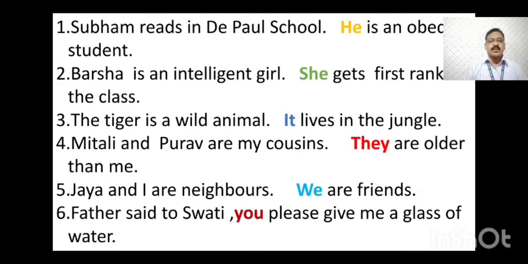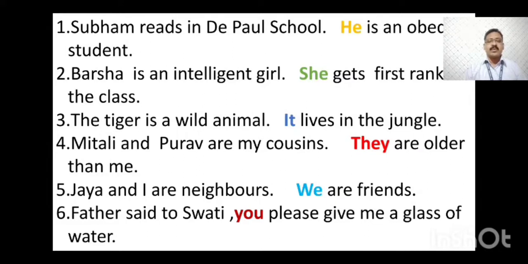Third one: the tiger is a wild animal. It lives in the jungle. Tiger being an animal, and a singular noun also, we have to use it. So we can use it for an animal and a non-living thing as well. Here the animal is the tiger, so I have written it. It lives in the jungle. In place of tiger, I have written it in the second sentence.